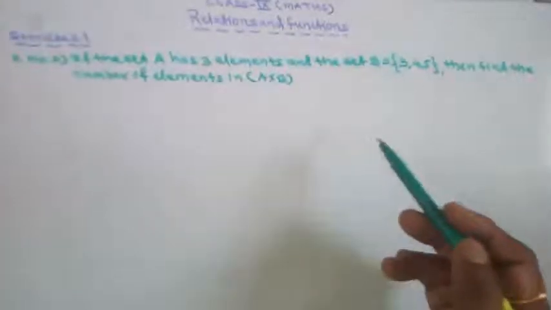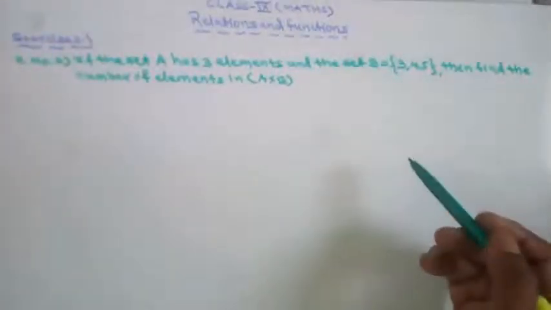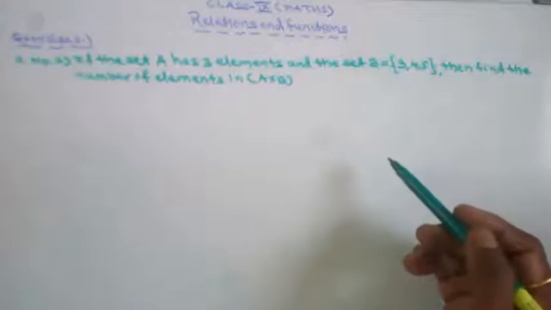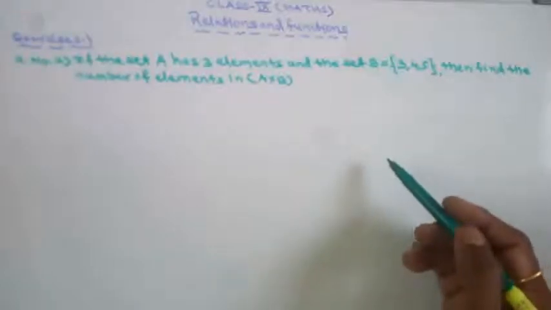Okay, so students, for A cross B, if we know that capital A contains m elements and capital B contains n elements, then the number of elements in A cross B is m into n.